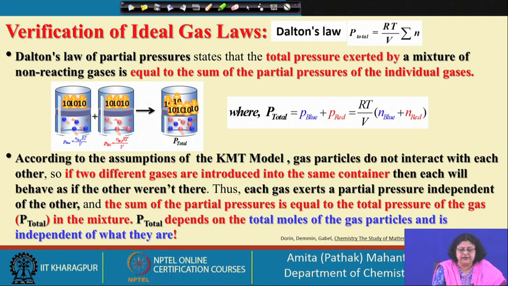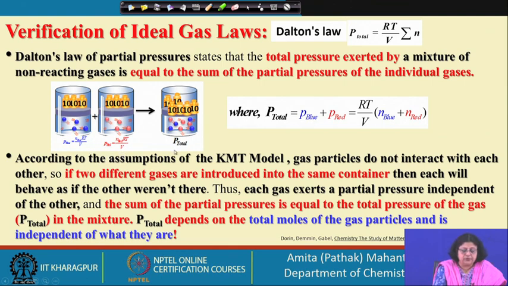Dalton's partial pressure law states that the total pressure exerted by a mixture of non-reacting gases is equal to the sum of the partial pressures of the individual gases. Suppose I have two types of gases, one consisting of blue colored balls and the other of red colored balls. What happens? The pressure exerted by each is going to be nRT by V. Here n is the number of moles for the blue balls, and here it is the number of moles for the red balls.